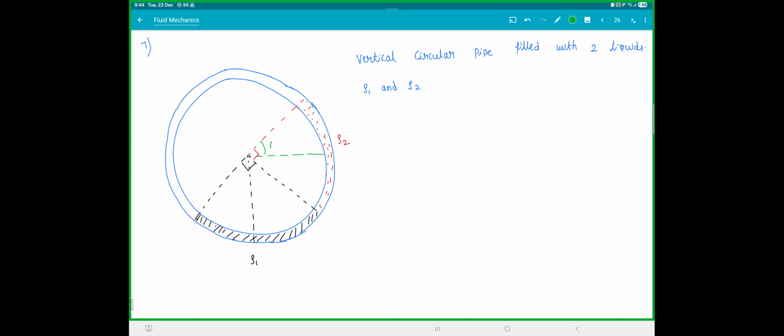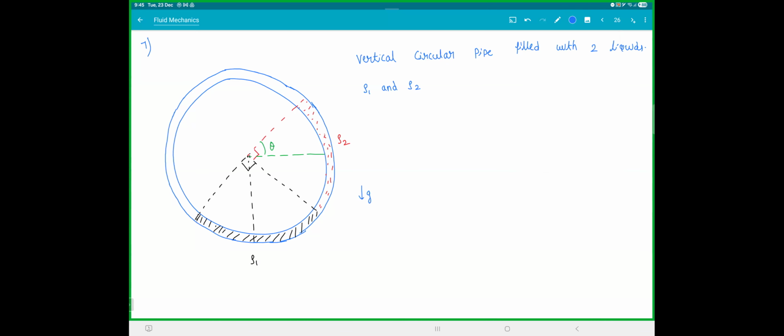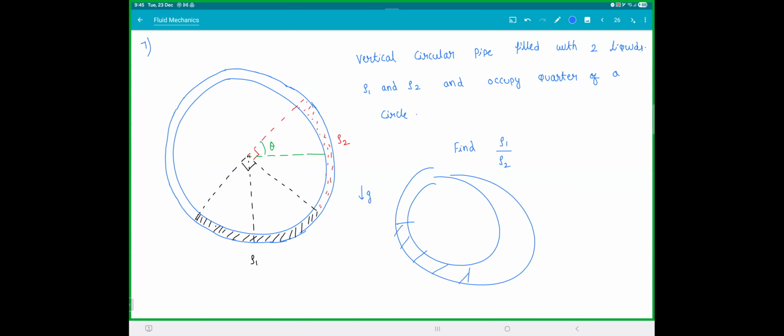This horizontal line, this angle is theta. Gravity is present and the liquids are in equilibrium and occupy 1/4 of a circle. Find rho 1 by rho 2. If both the liquids had the same density, then theta would have been 0 and the shape would have been something like this. The black one would have occupied this half and the red one the other. The densities are not equal.